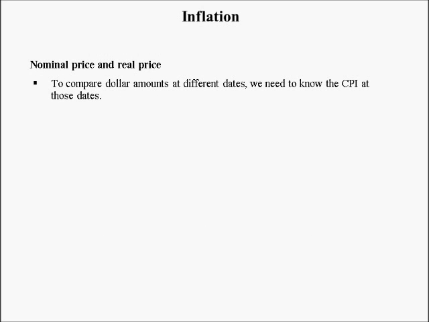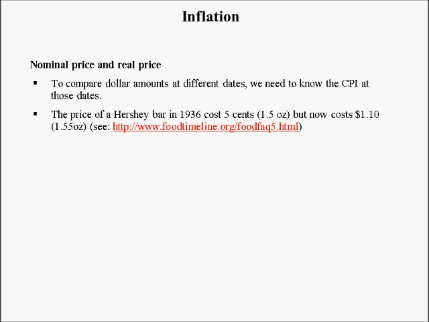Okay, now nominal price and the real price. To compare dollar amounts at different dates, we need to know the CPI at those dates. Now, the price of a Hershey bar in 1936, according to this website, was 5 cents, and that was for a 1.5 ounce bar. But when I put this example together, that Hershey bar was $1.10, and the Hershey bar was 1.55 ounces. Now, ignoring the differences in weight, is anybody going to notice the difference between a 1.5 ounce bar and a 1.55 ounce bar? I doubt it, right? So we'll ignore those differences.